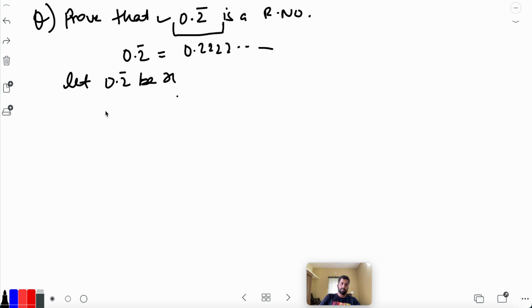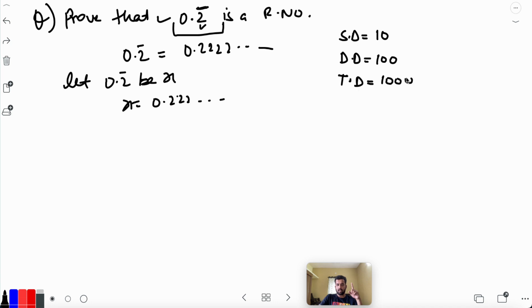Done. Now the x value is what? 0.222, like that, right? Now see, we have to multiply by a number on both sides. So what will we do? See, check the bar only. The bar is only on a single digit. So if it is a single digit, you have to multiply by 10. If it is a double digit, multiply by 100. If it is a triple digit, then what to multiply? 1000. Are you getting it? Here the bar is only on a single digit. So multiply by 10.